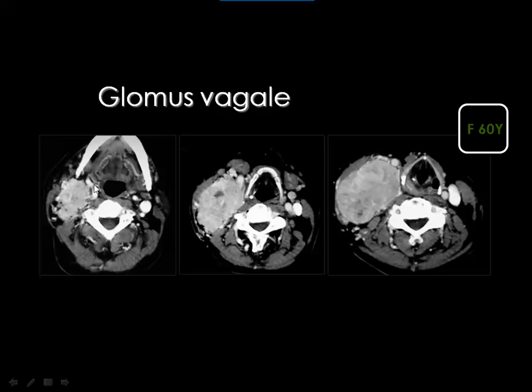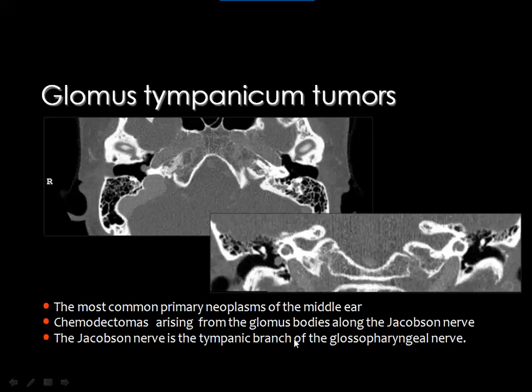Then whenever you see that both arteries are displaced anteriorly, you think of a glomus vagal. Sometimes it is difficult in the axial images to appreciate the difference between the glomus vagal and the carotid body tumor, but the reconstructed images are usually helpful.